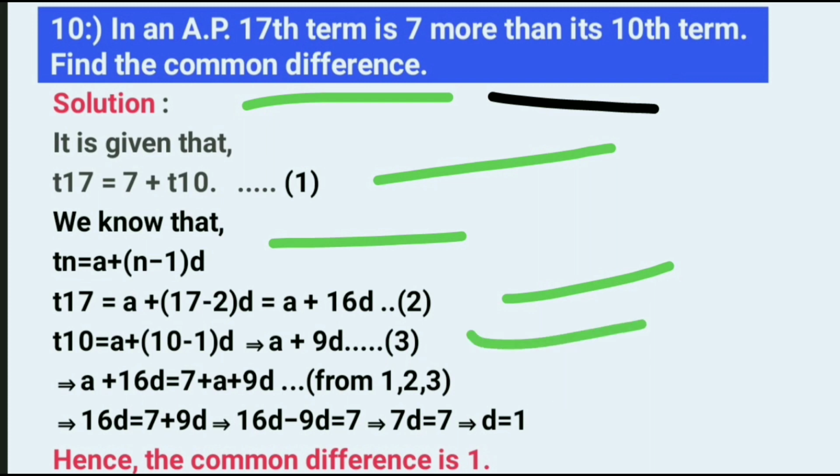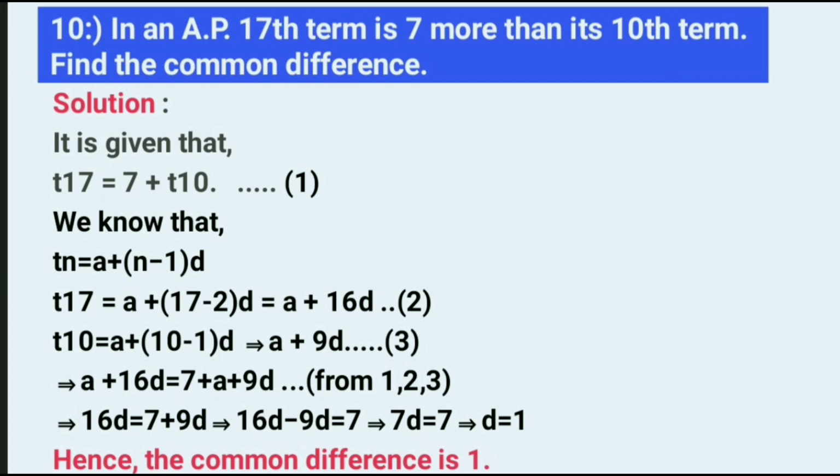Equation 3. So here we wrote n is equal to 17 in the second equation, and in the third equation we wrote n is equal to 10. Now A plus 16D is equal to 7 plus A plus 9D from 1, 2 and 3. So 16D is equal to 7 plus 9D. Therefore 16D minus 9D is equal to 7. So 7D is equal to 7. D is equal to 1. Hence the common difference is 1.